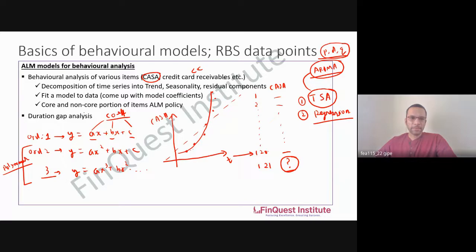Okay. Duration gap analysis is something which we have covered here as well.